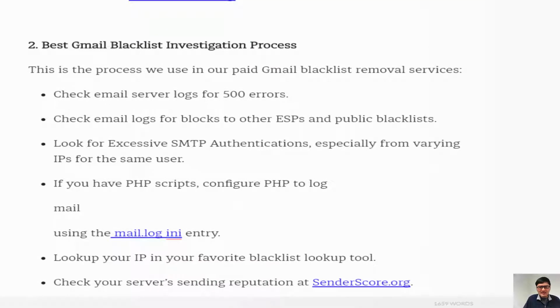Second, the best email blacklist investigation process is to check the email log for 500 server errors. If you don't know where the email logs are, make sure you ask the people who set up your self-hosted server. Normally you get a person to set that up for you from Fiverr. It costs about $50 to $100, depending on the setup and how many IP addresses, could be more. You should have an email sent to abuse@ your domain name, and you can see those different errors. Check the email log for blocks by other ISPs and public blacklists, like I mentioned before.